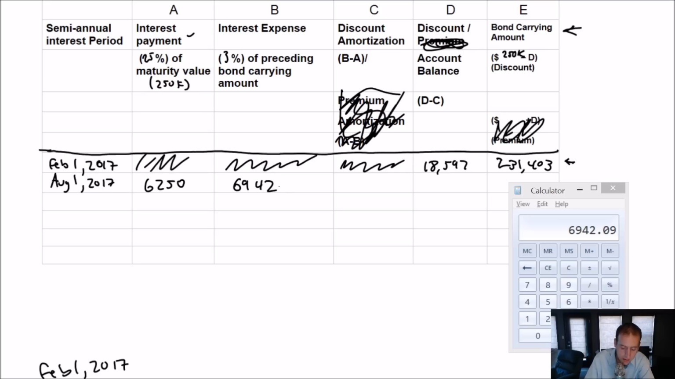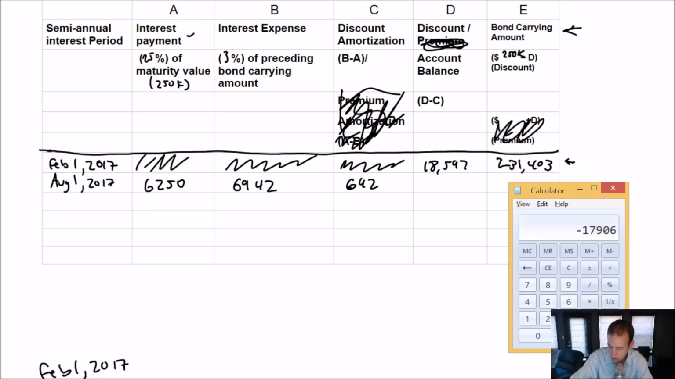6942. Discount amortization, B minus A. Okay, so 6942 minus 6250. And I get $692. Discount account balance, D minus C. So column D, which is right here, kind of hovering the eraser icon, column C. So I take 18 grand minus 692.